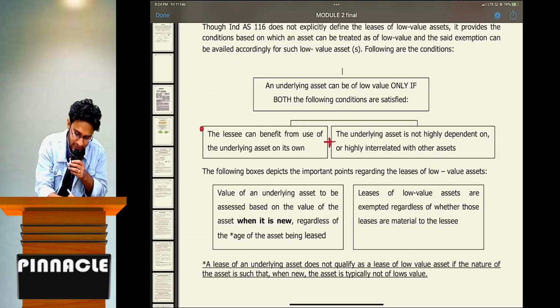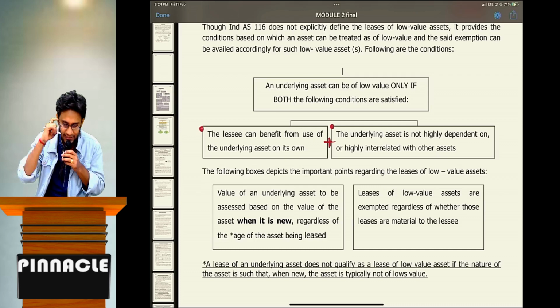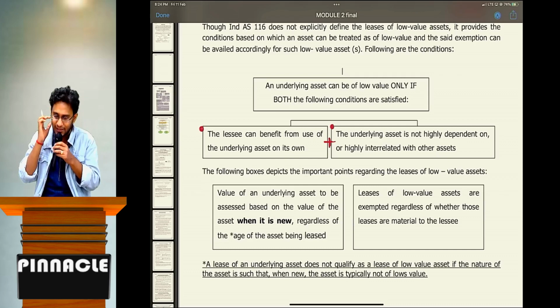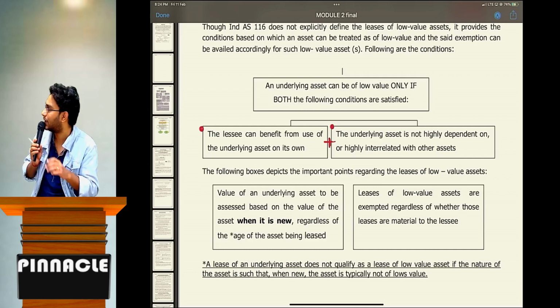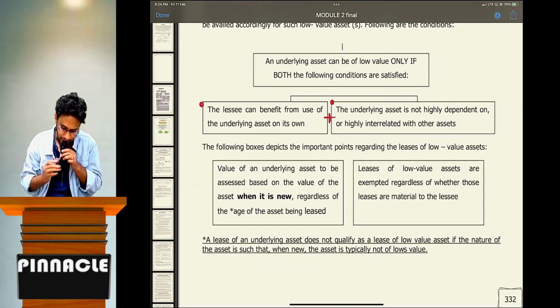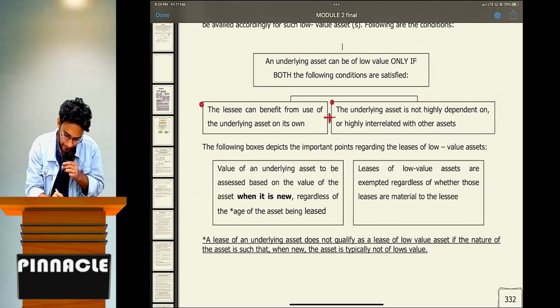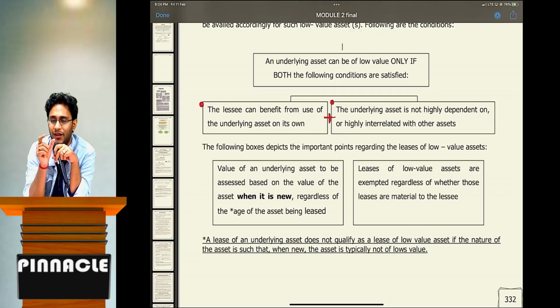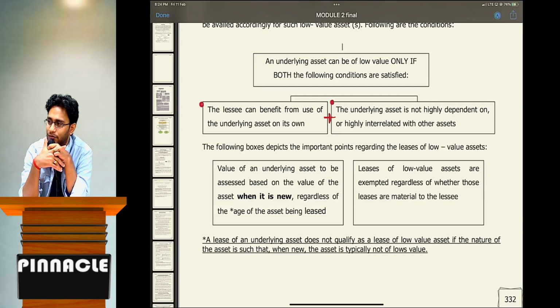Two conditions they are keeping. The lessee can benefit from the use of the underlying asset on its own, plus the underlying asset is not highly dependent or highly interrelated with other assets. It should not be. Okay. No, sir. Asset value low means, so for example, I took a car on lease, sir. Car on lease. Can I say the car is low value?